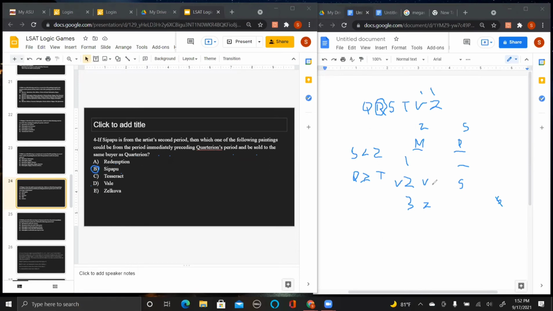If you're confused about that one, it's the same setup we did before. If S is here, V has to be second, so it has to be second in the museum spot. And Z has to be later than S, so it has to be third, and it's by definition the museum spot. And so if something is preceding quaternion, quaternion can't be in first, it has to be in third, sold to the private collector, S has to be before it. Simple enough.